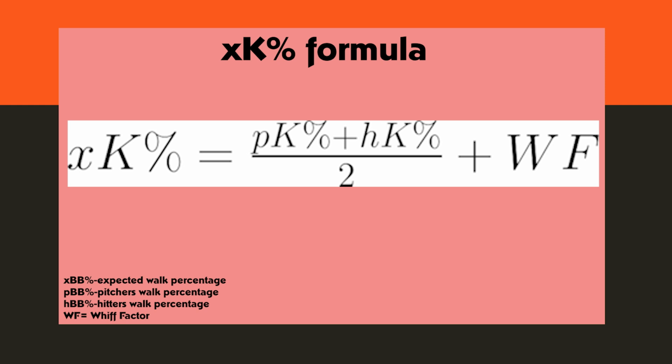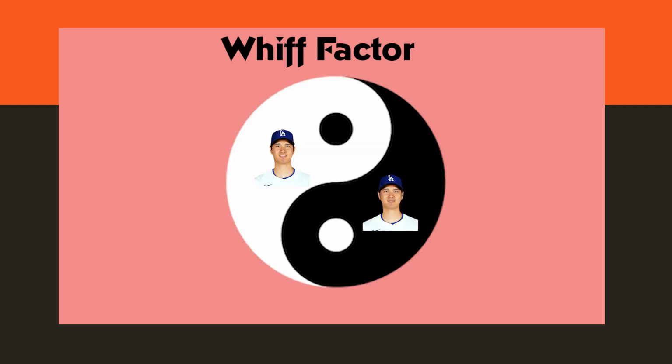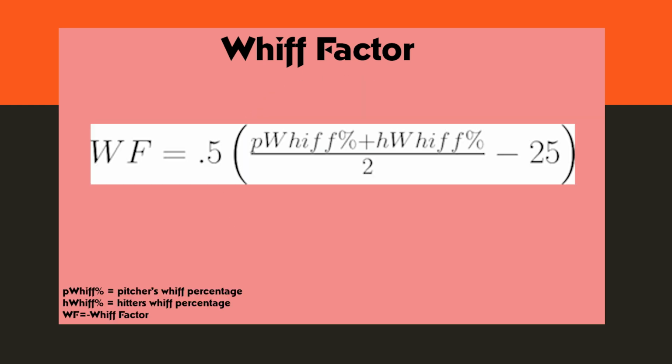For strikeout percentage, you get this as well. However, you add another factor called the whiff factor. The whiff factor is my way of accounting for a hitter's strengths matching up with a pitcher's strengths. To find the whiff factor, I get the average of the whiff percentage of the pitcher's best pitch and the hitter's whiff percentage against said pitches.